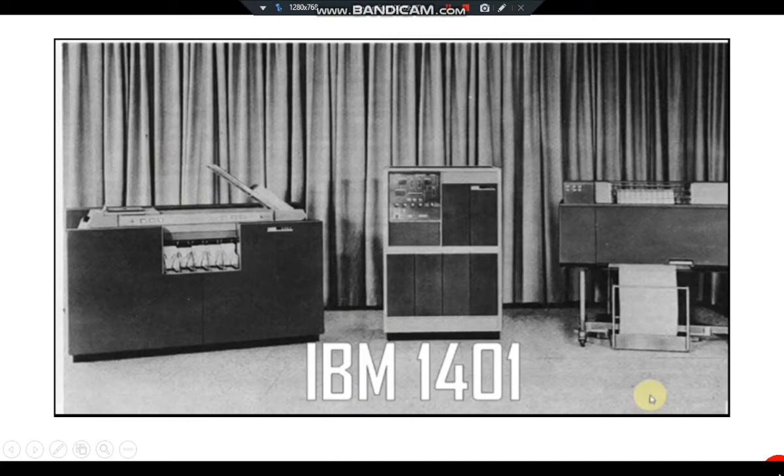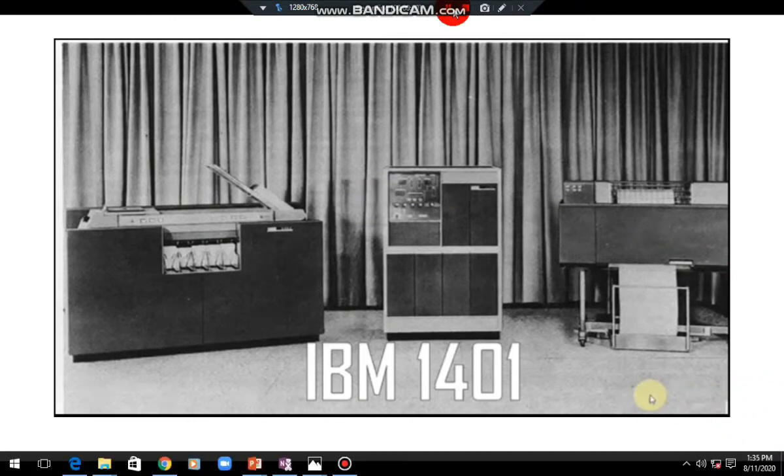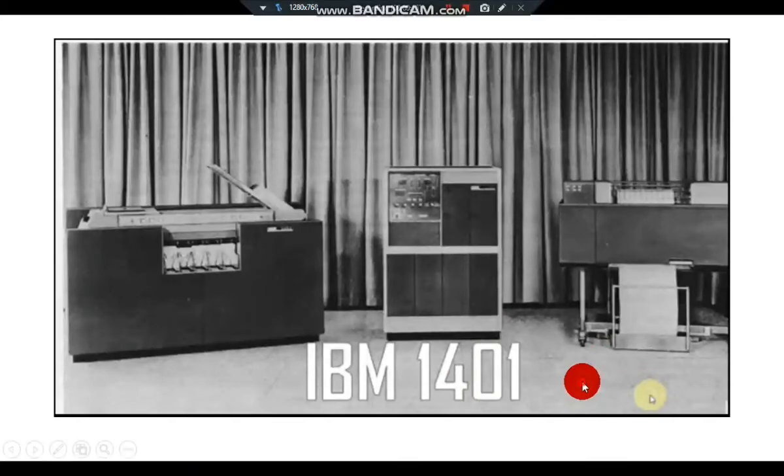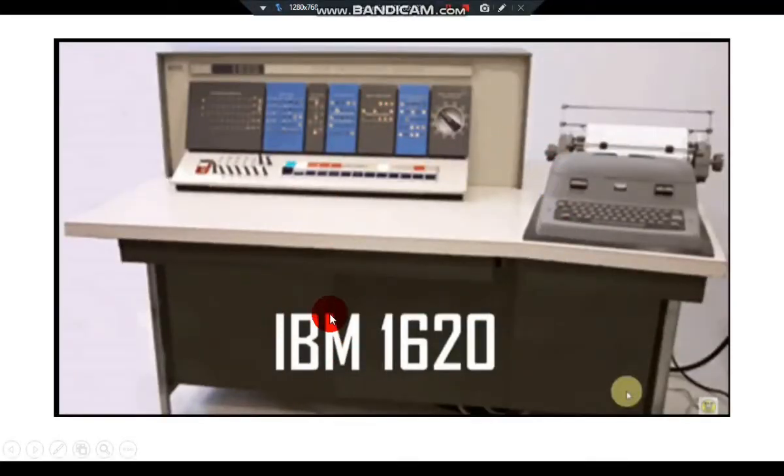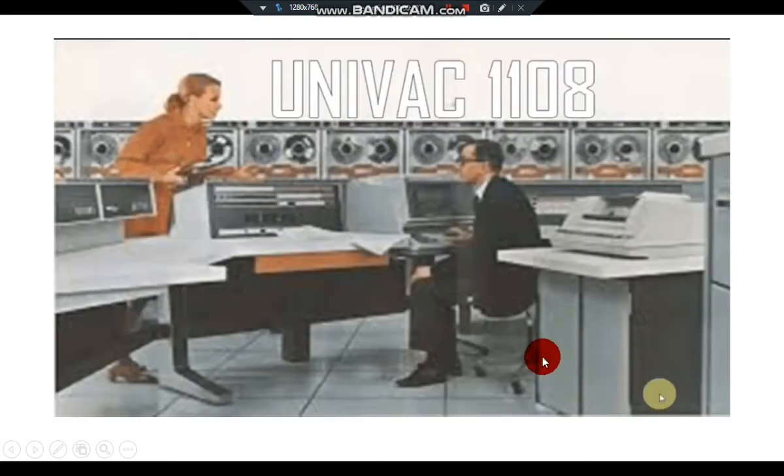Now you can see the examples of second generation computers. IBM 1401. The IBM company manufactured second generation computers, and the version is 1401. One more example of a second generation computer is IBM 1620. This is also a second generation computer. And then ENIAC also developed one more computer in the second generation, that is ENIAC 1108. These are the second generation computers.